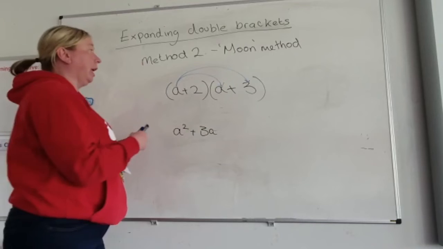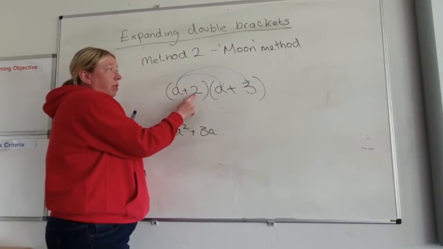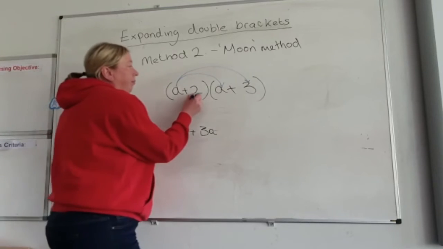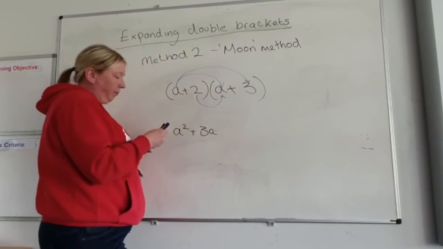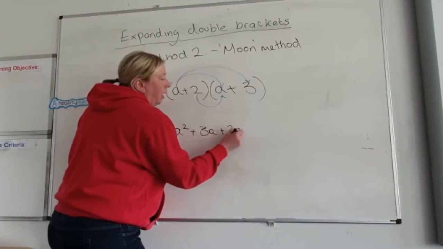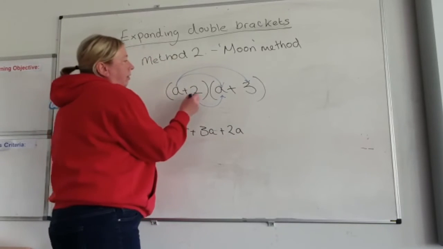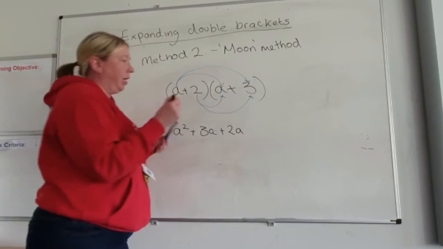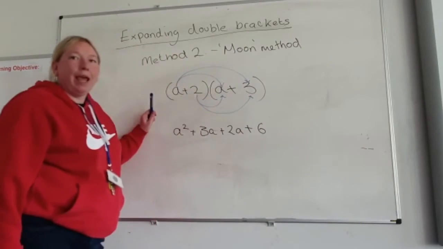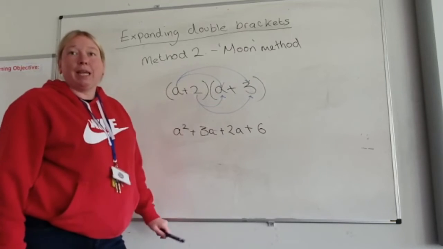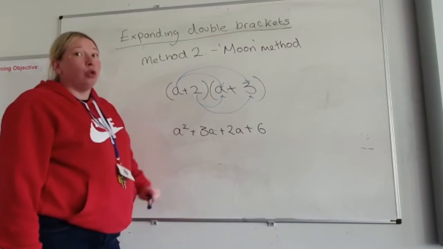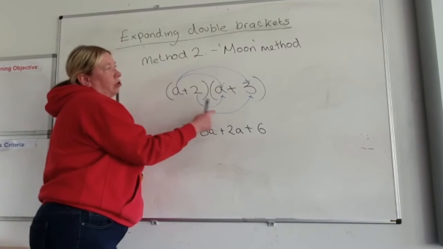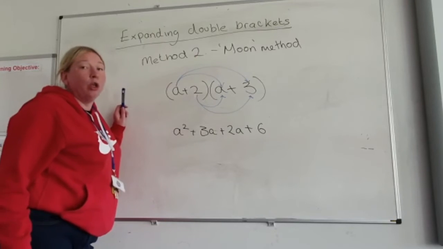Now I'm going to go underneath. I'm going to take 2 arrows from this 2 and put them to the other terms in the second bracket. So the 2 goes to the a, which generates a 2a, and the 2 goes to the 3. And 2 times 3 is 6. Be very careful, lots of people make the mistake of saying that is 5. It is 2 times 3. And you can see now, hopefully, this crescent shape, which is why it's called the moon method.